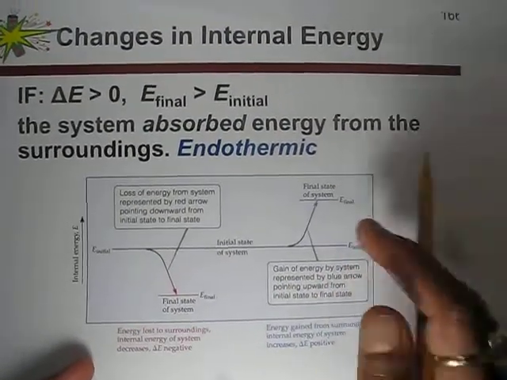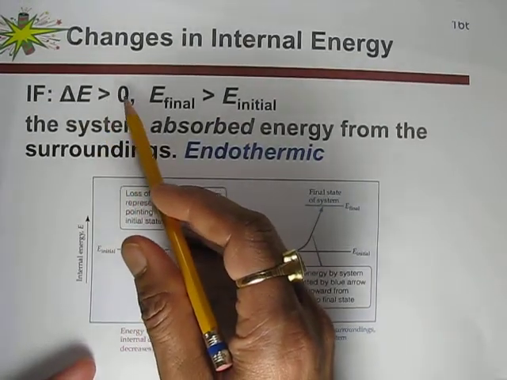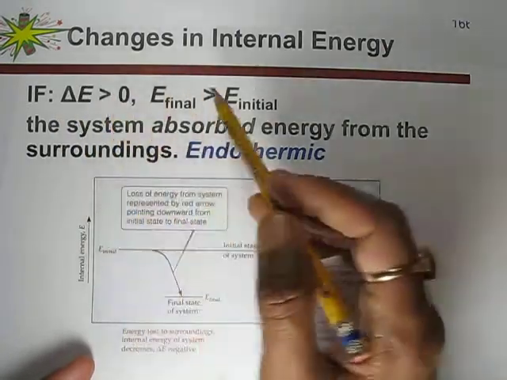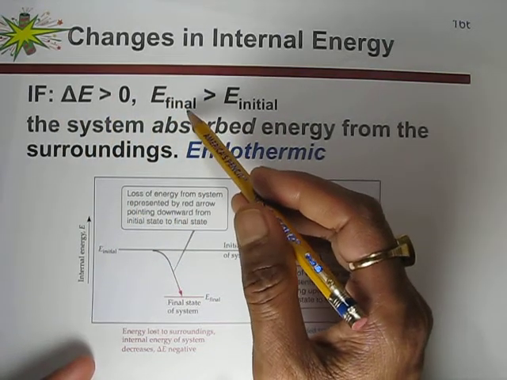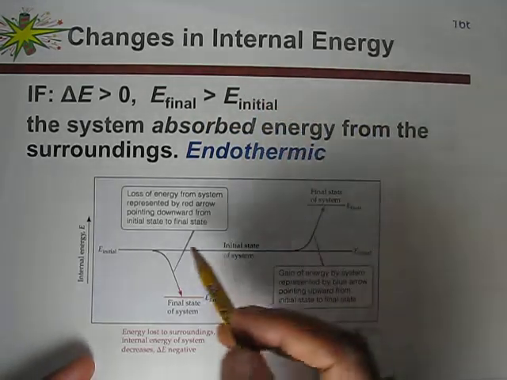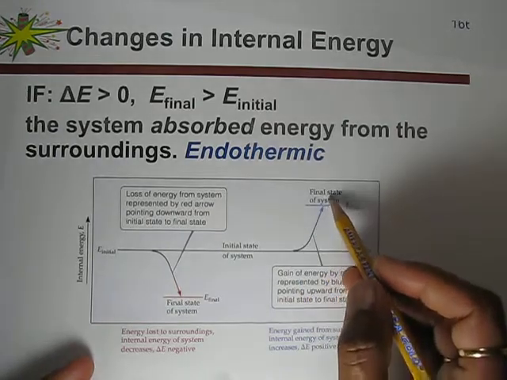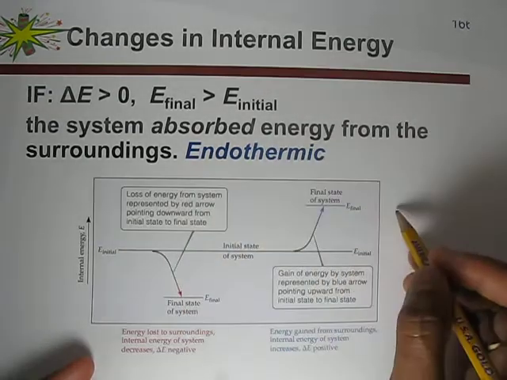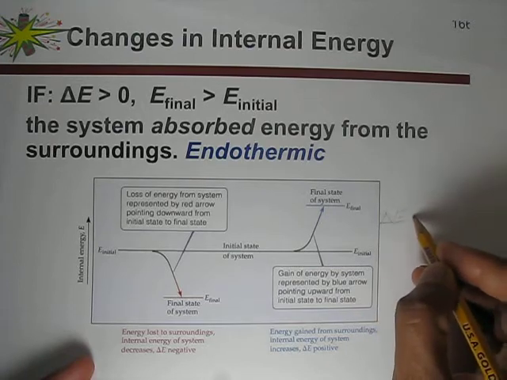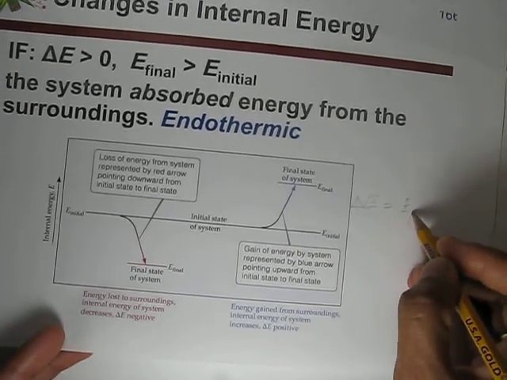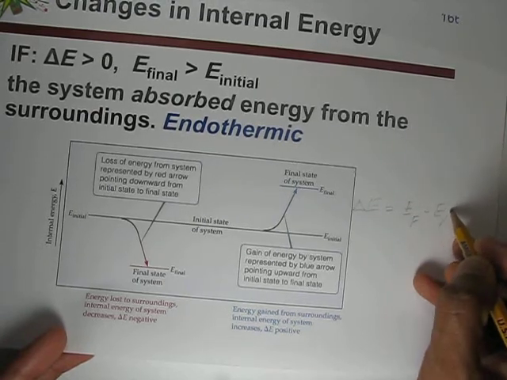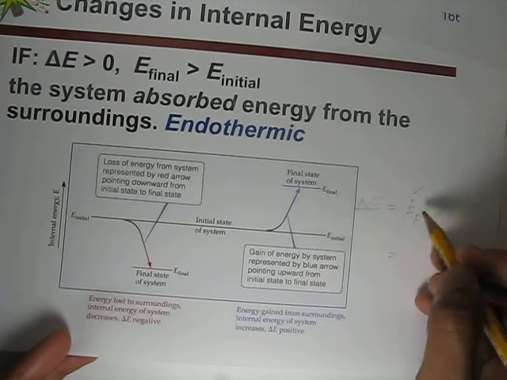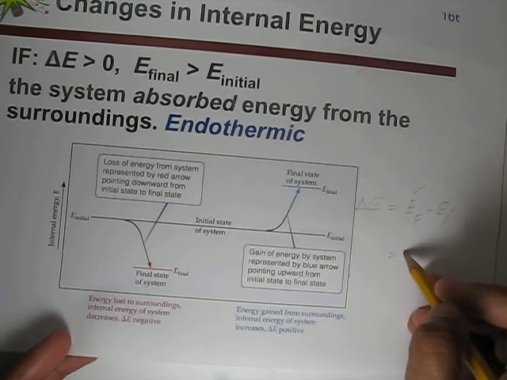Let's see another scenario. Here is the same thing, but if delta E is more than 0, this is different. More than 0 means E final is greater than E initial. So basically we are talking about this kind of system where E final will be greater than E initial. So delta E will be E final minus E initial, and if E final is greater than E initial, delta E will be positive.